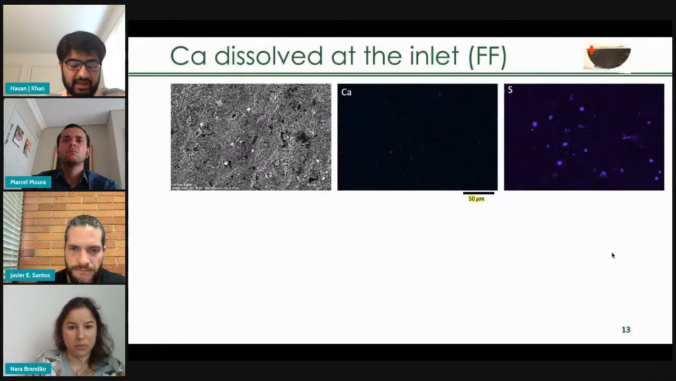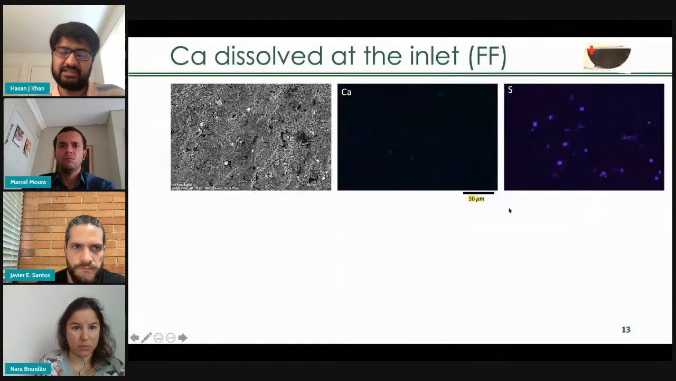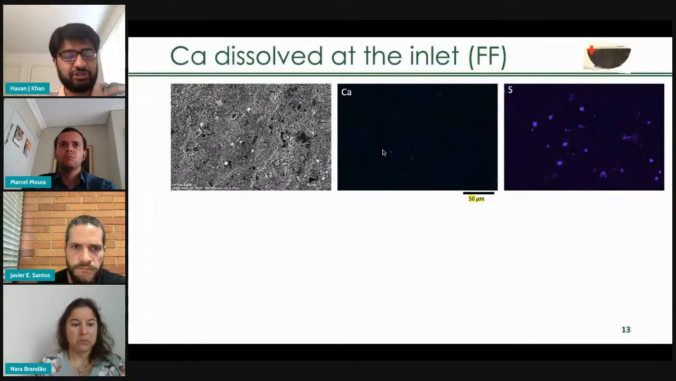But looking again on the fracture surface, specifically near the inlet where the fluid is moving in, when we look at the elemental maps, one thing that stands out clearly is that the response on the calcium map is very low, which implies that the calcium has been dissolved out on the fracture surface during the flooding process.